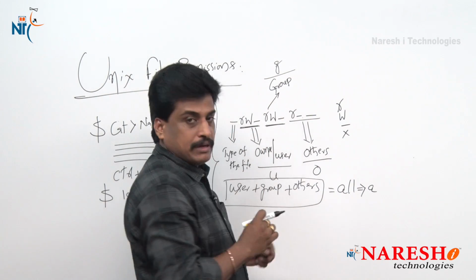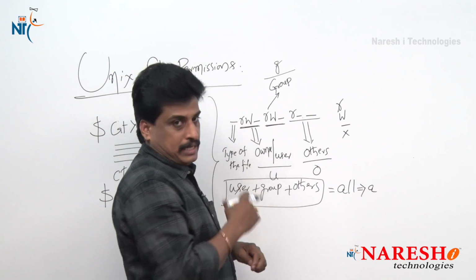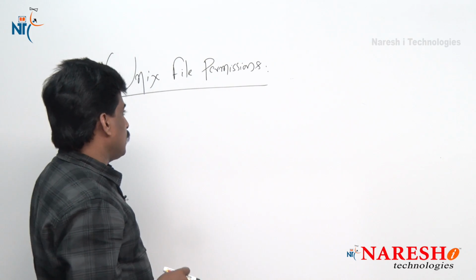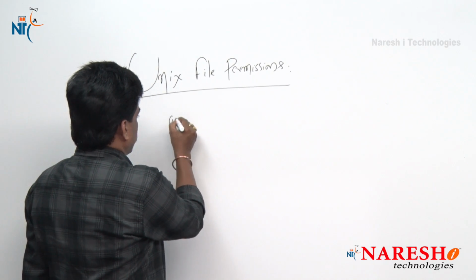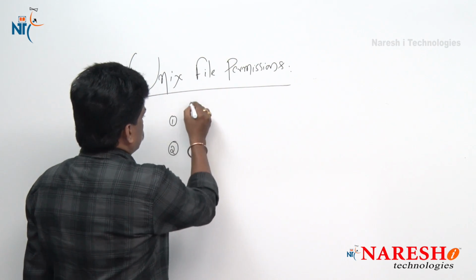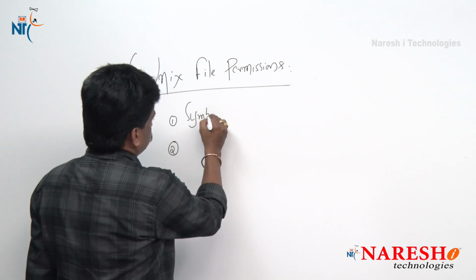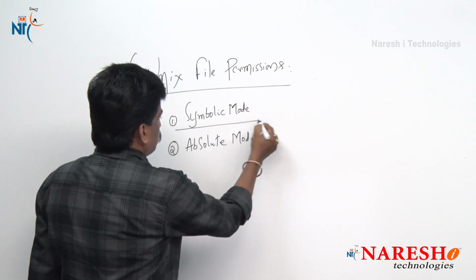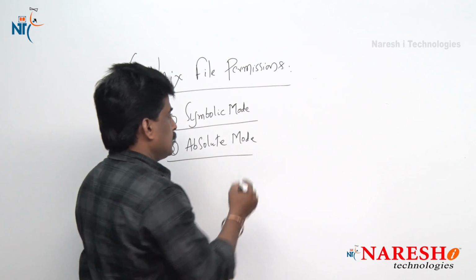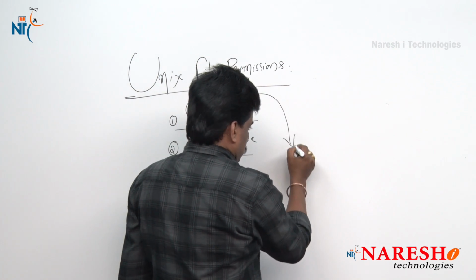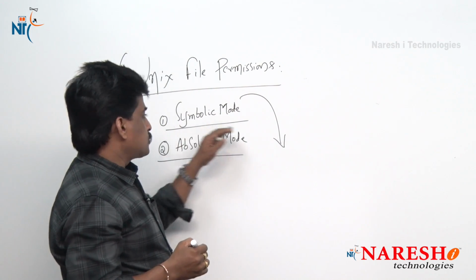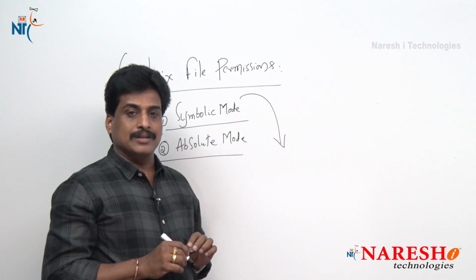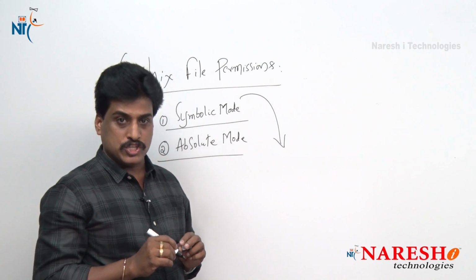These are the users available. But how many modes are available? These file modes we can also observe. These permission modes are classified into 2 types. Number 1, symbolic mode. Second one, absolute mode. First, we'll observe symbolic mode. This mode works completely based on symbols or notations.